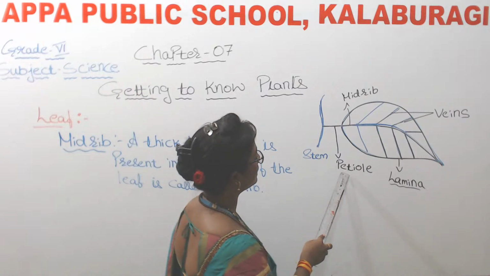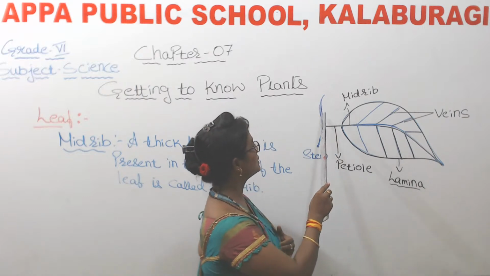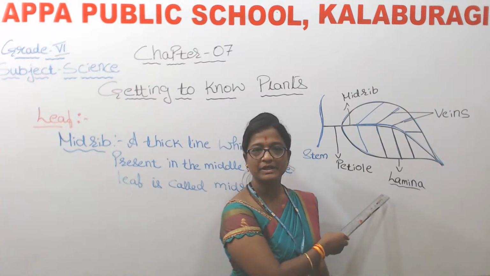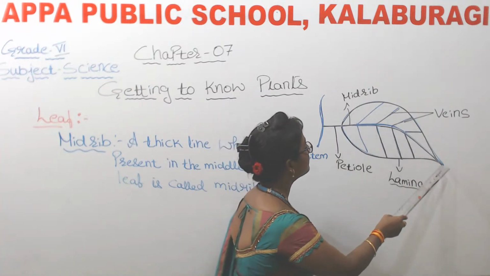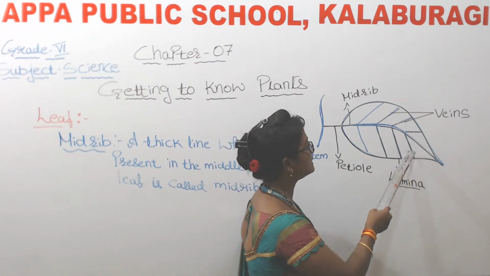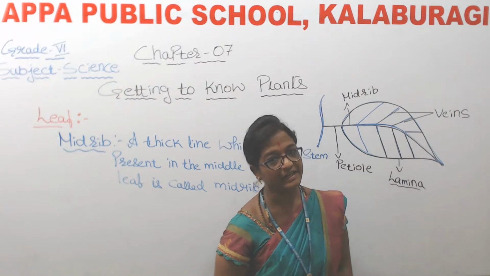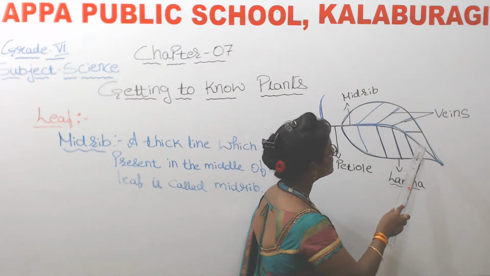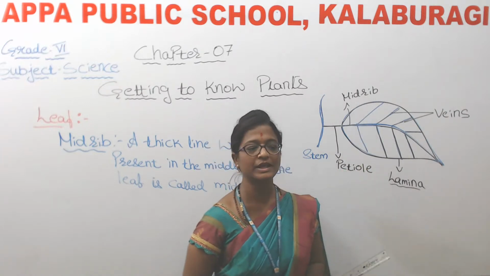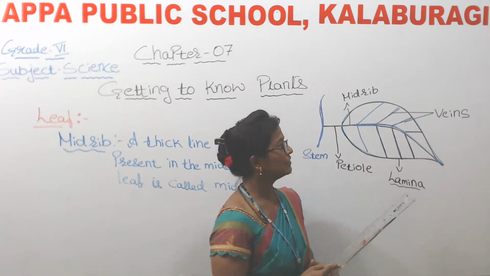Okay, so once again I will repeat, children. What do you mean by petioles here? The part of a leaf which is attached to the stem is known as petioles. And lamina is the broad green part of a leaf. The small lines which are present on the leaf are called veins. And the thick vein which is present in the middle of the leaf is known as midrib. So these are the parts which we can find in the leaf. So this is all about leaf.